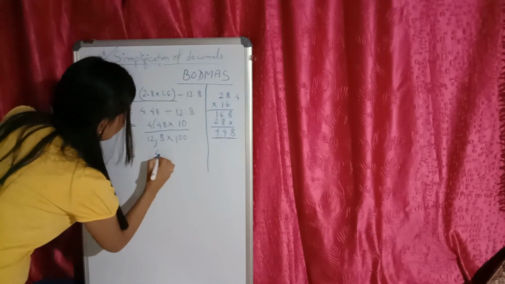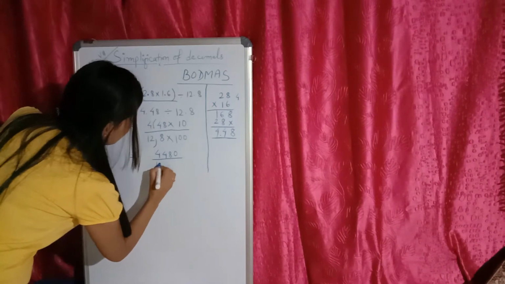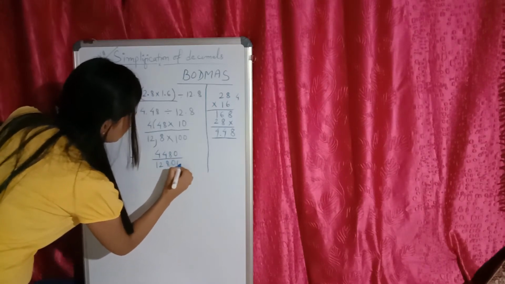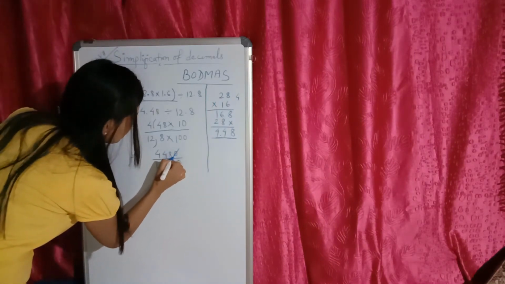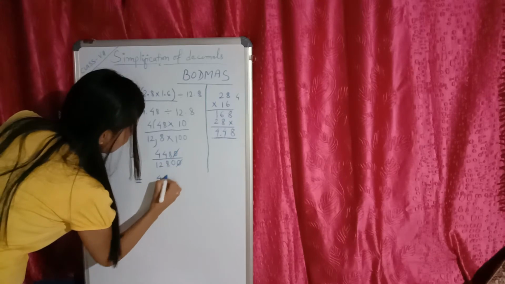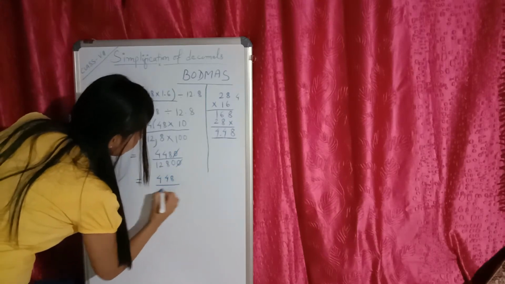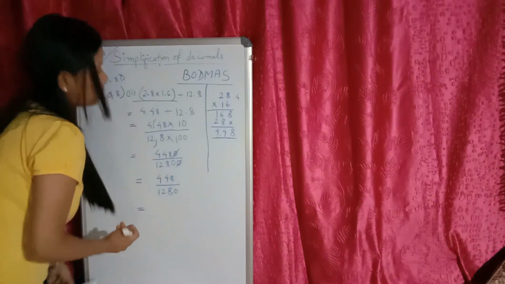So we have 4480 divided by 12800. We can cancel out this 0 and this 0. So our question reduces to 448 divided by 12800. Let us perform this division.